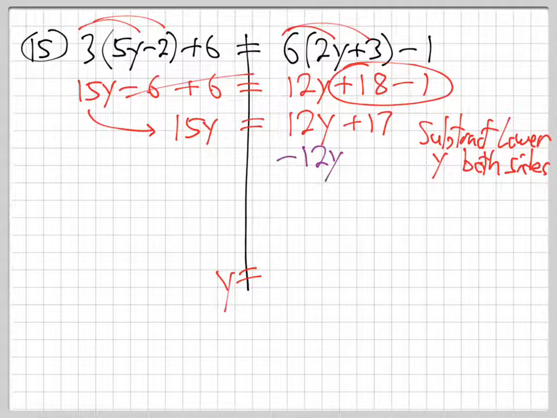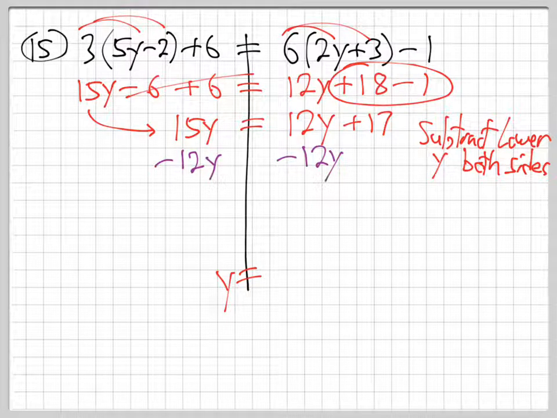Now, how do you know? Well, just be clear. What is it you're trying to do right now? Are you trying to get rid of only the 12? Do I want the 12 to go away, but I'm happy with the y there? No. Remember, I don't want the y in 2 places. I'm trying to get rid of the entire 12y. So make sure you subtract the entire 12y. And whatever you do on one side, do on the other.